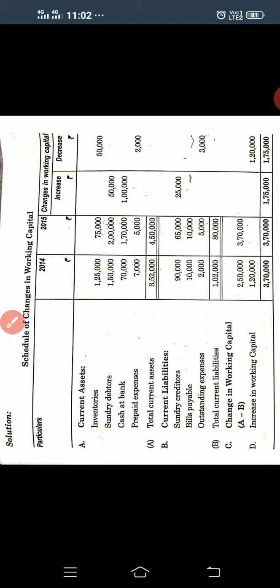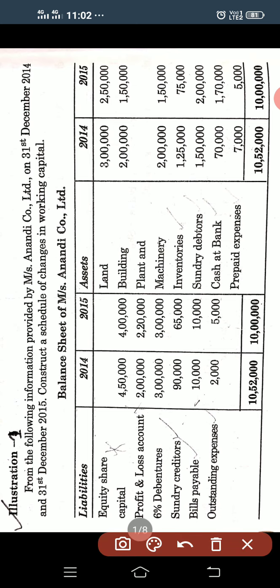So record that. The next current liability is bills payable. How much do we have? 10,000 and 10,000. So here there is no difference.